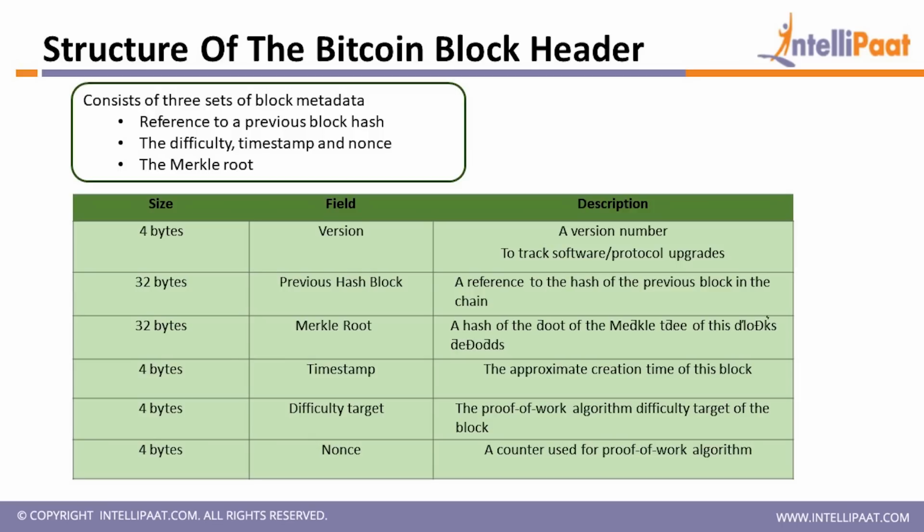Your version is 4 bytes. That could be a version number to track software protocol upgrades. Previous block hash is 32 bytes, a reference to the hash of the previous block in the chain. Merkle root is 32 bytes, a hash of the root of the Merkle tree of this block. Timestamp takes 4 bytes again, and that is the creation time of the block. Then the difficulty target is 4 bytes, the proof of work algorithm difficulty target of the block. Then nonce, which is the value we already discussed. That was the winning number found by the validators while solving the proof of work puzzle.